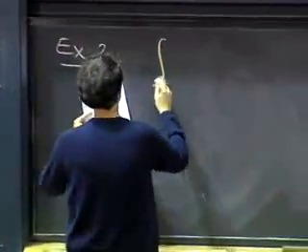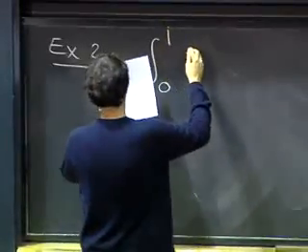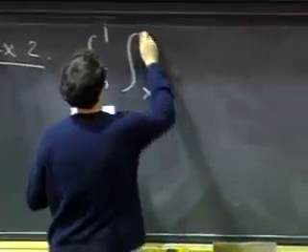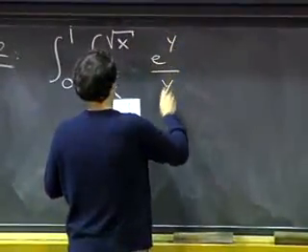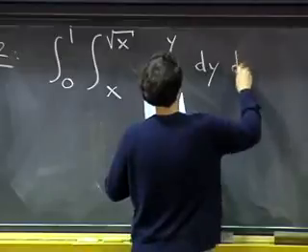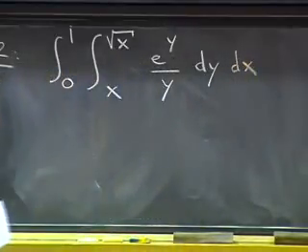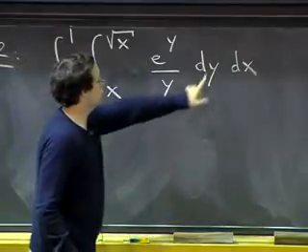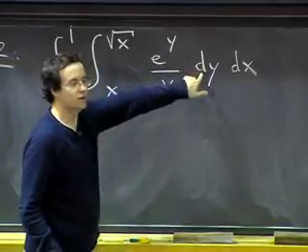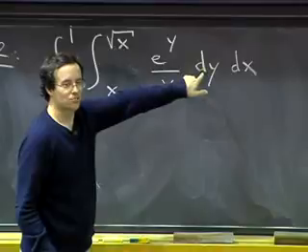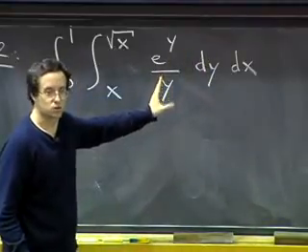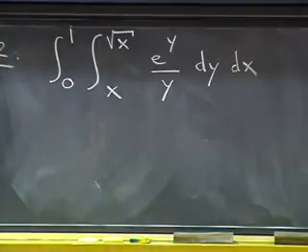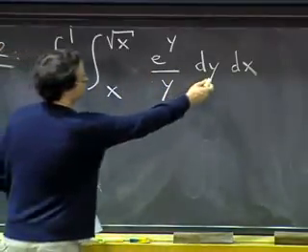Let's say that I want to compute the integral from 0 to 1 of the integral from x to square root of x of e to the y over y dy dx. So why did I choose this one? I chose it because, as far as I can tell, there's no way to integrate e to the y over y. So this is an integral that you cannot compute this way. So it's a good example for why this can be useful. If you do it this way, you're stuck immediately.